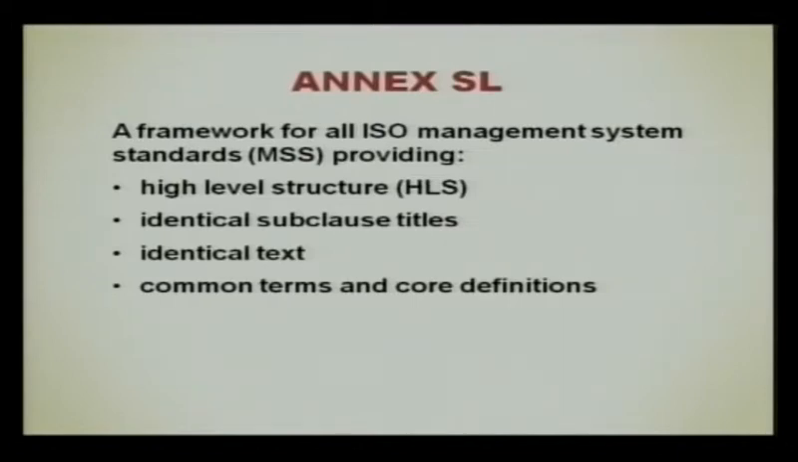This annex also provides identical subclause titles, so that the users will not have to deal with different topics for the same subjects. It also has identical text for most of these clauses, and common terms and core definitions that are applicable across management system standards are defined in this document.